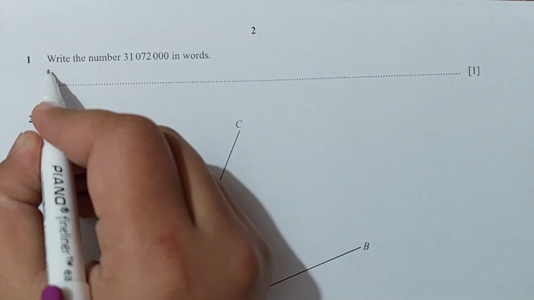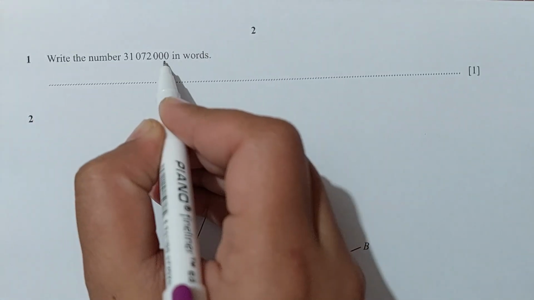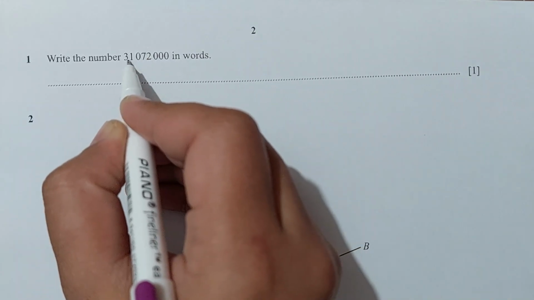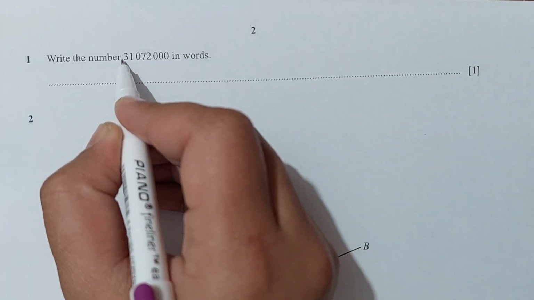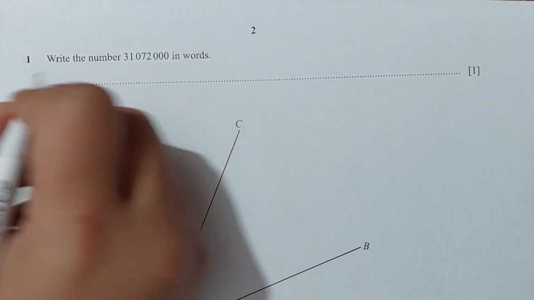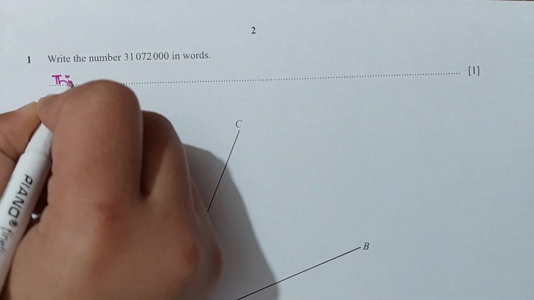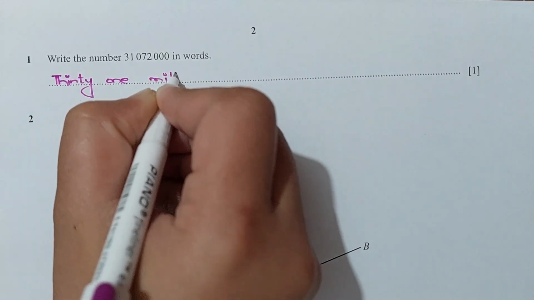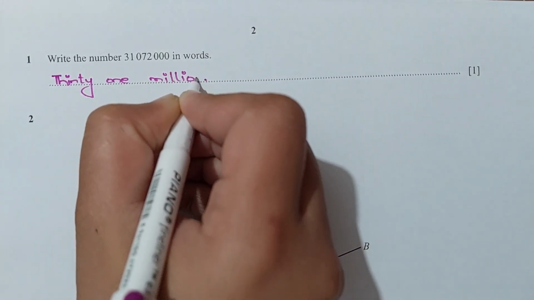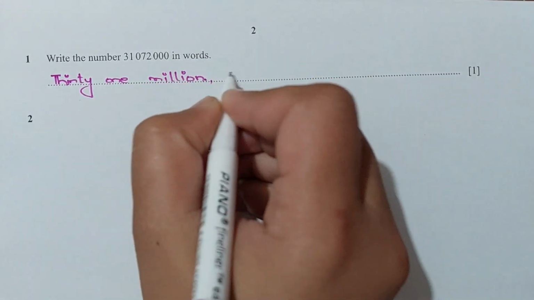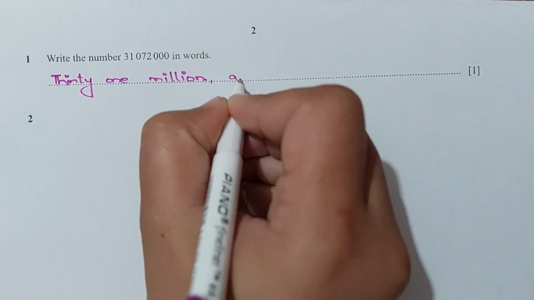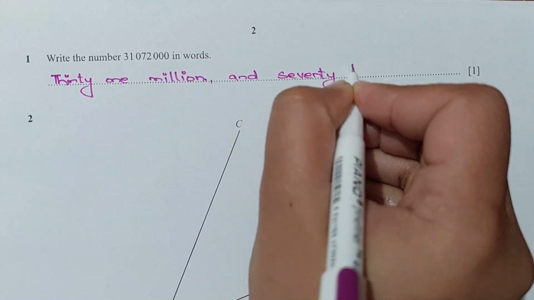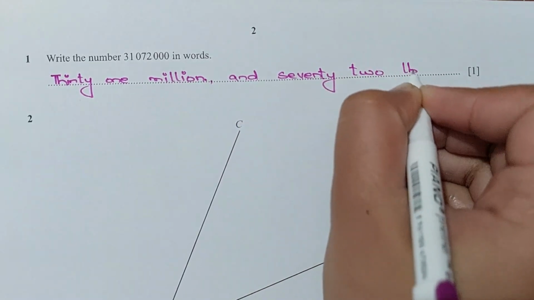Question number 1, write the number in words. Ones, tens, hundred, thousand, 10,000, 100,000, million, 10 million. So it is 31 million, 72,000.